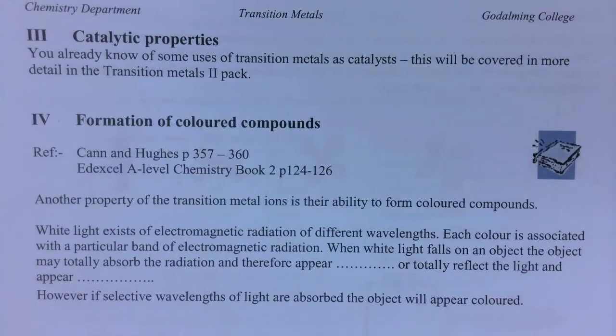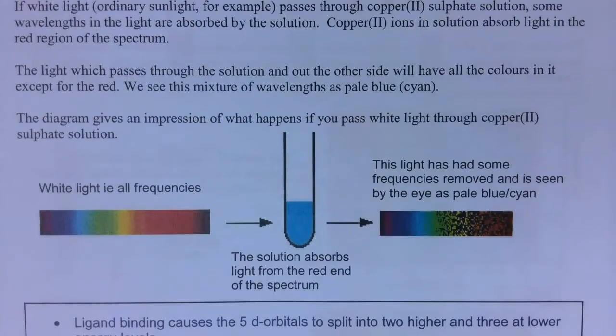The third of the properties of the transition metals is that they can form catalysts, and we're going to cover this in more detail in a separate pack. We're moving on to the last of the properties of the transition metals, and that is their ability to form coloured compounds. So we need to understand why, for example, something like copper sulfate is blue.